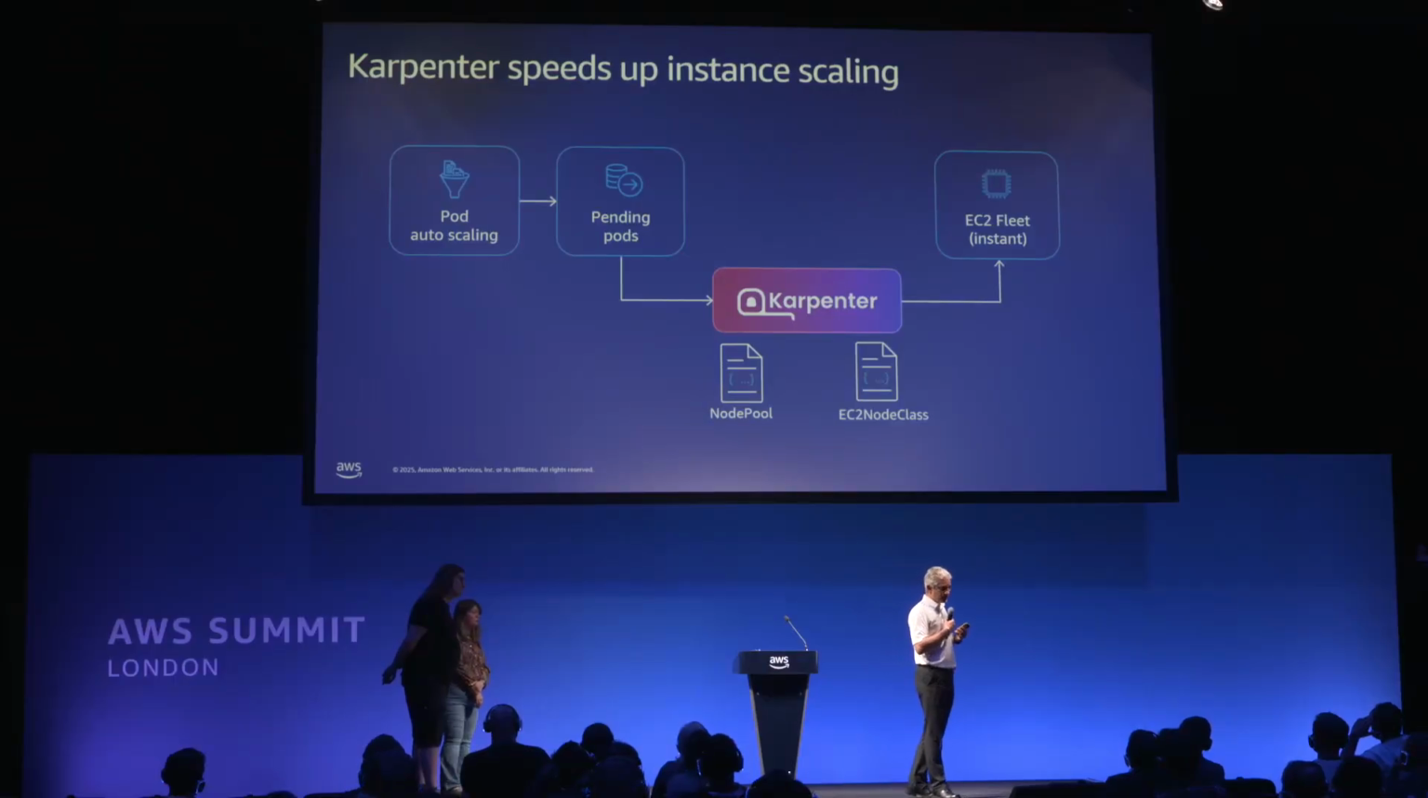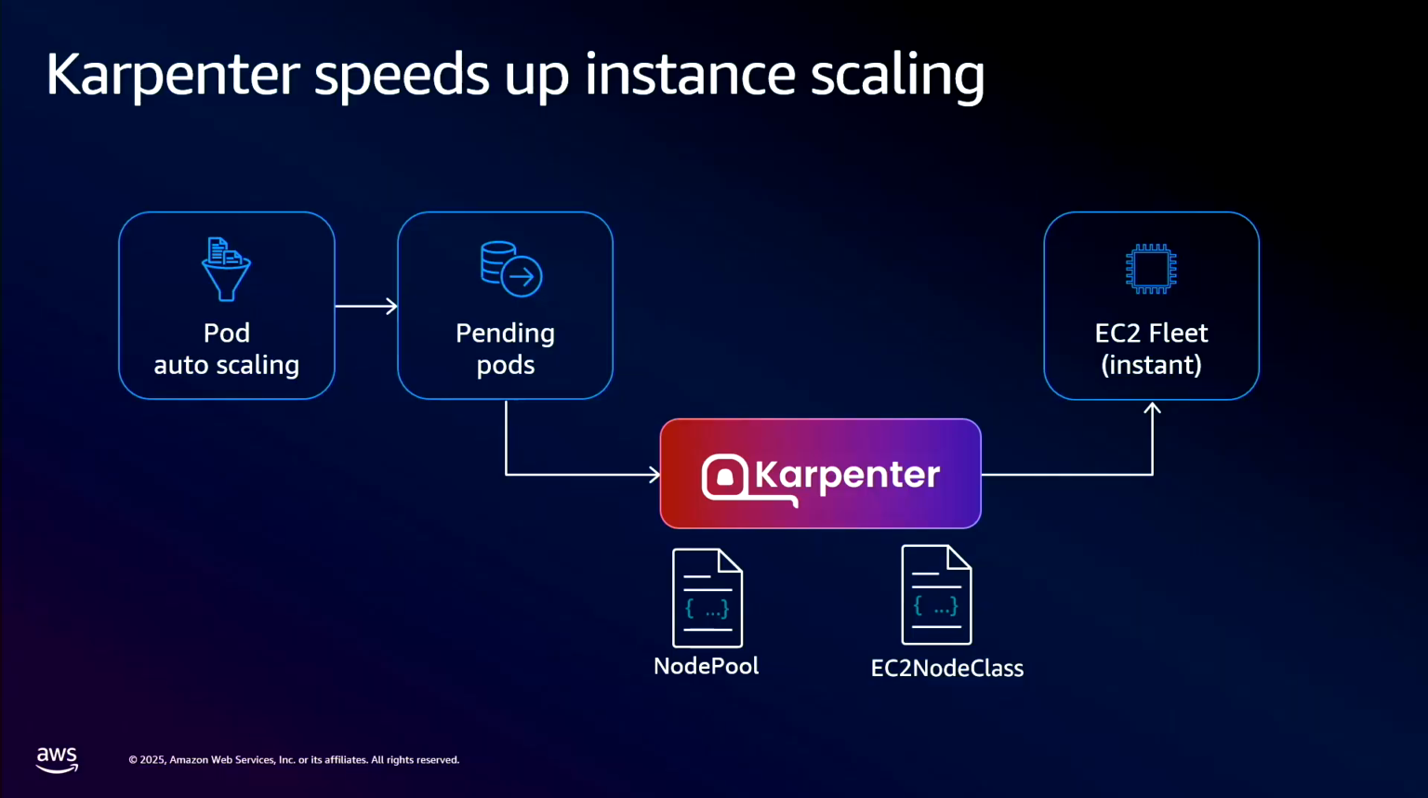Karpenter simplifies this by directly detecting the pending pods. And from there, based on the node pool configurations, which are built upon the Kubernetes standard node pools but extend them further, and based on the EC2 node class rules that you defined, it will directly talk to the EC2 Fleet API and provision the needed hardware for your pods.